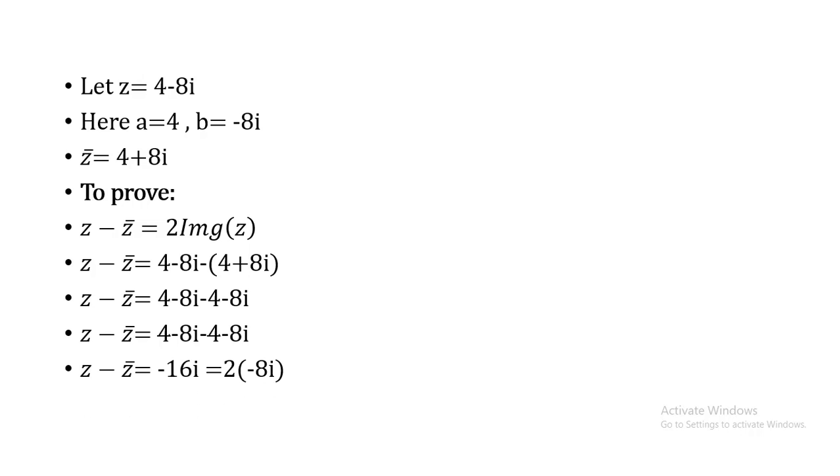Which gives minus 16 iota. According to the theorem, the statement that we need to prove says twice the imaginary part of z. The imaginary part of z is represented by b, that is minus 8 iota. So twice of minus 8 iota is minus 16 iota. That is what we proved here. Alright.